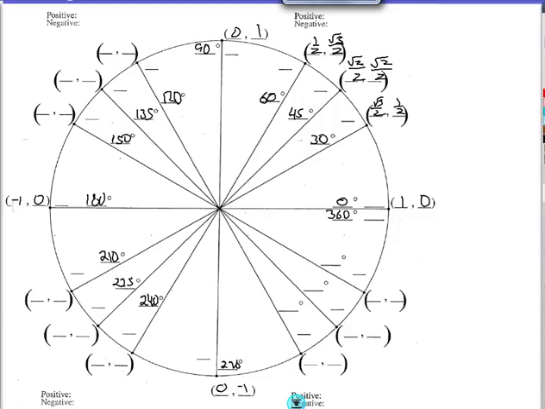We've got the 270 already. Let's go over to the fourth quadrant. What would those angle measures be? 300, 315, and 330. Does everybody understand how we got those measurements? Basically by adding or subtracting 30 or 45 from one of the coordinates that we already know.